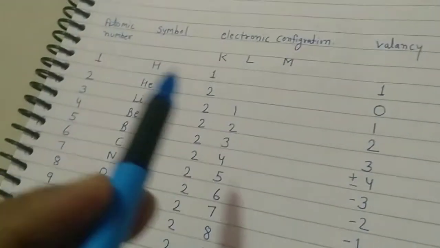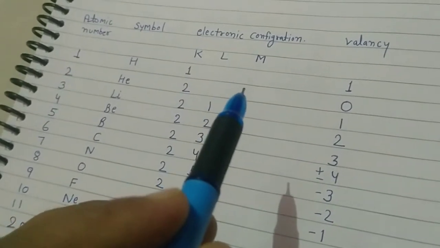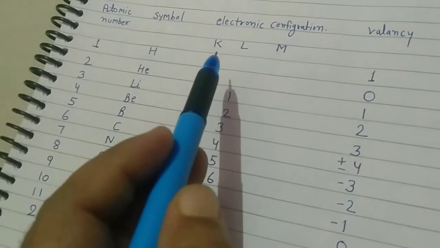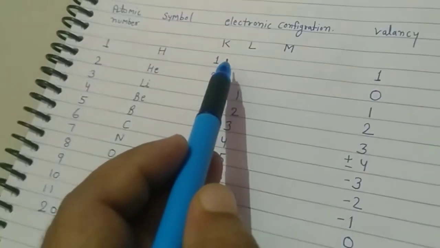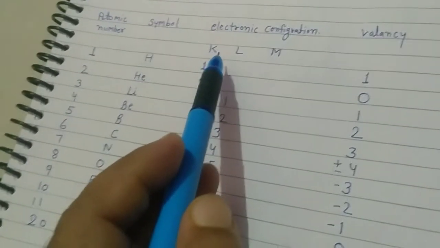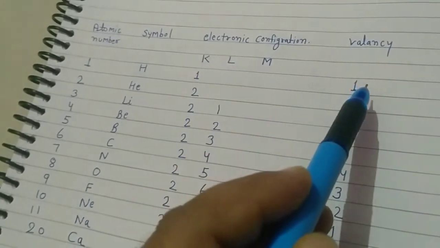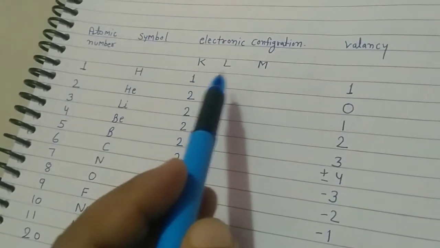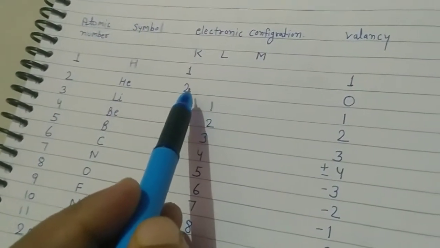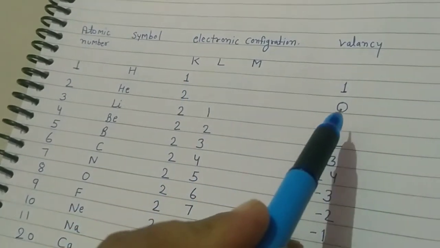Now from the electronic configuration we have to learn what valency is and how we get it. In hydrogen, we fill 1 electron in the K shell. The K shell needs a total of 2, so 1 is remaining, and the valency is 1. If it takes 1 electron, it fulfills its shell, so the valency is 1. In helium, the 2 electrons complete the shell, so the valency is 0.